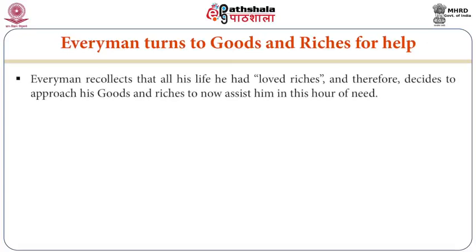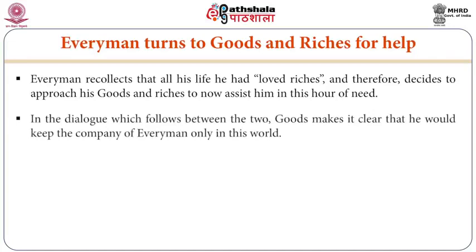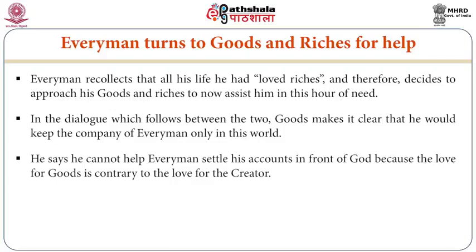In this particular context, Everyman recollects that all his life he had loved riches and therefore decides to approach his goods and riches to assist him in the hour of his need. In the dialogue which follows between the two, Goods makes it clear that he would keep the company of Everyman only in this world. He says that he cannot help Everyman settle his accounts in front of God because the love for goods is contrary to the love for the Creator.